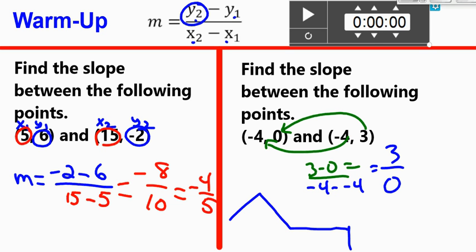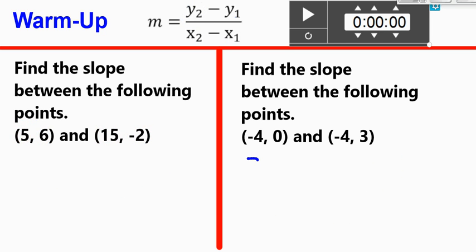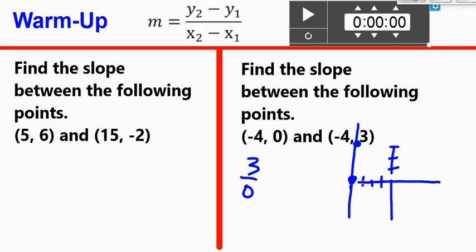So I want to go ahead and plot these points here. I'm just going to make myself a little rough sketch. So let's see what we got here. I'm going to write over here, my slope was 3/0. Okay. So I've got -4, 0, that's right here. And then I've got -4, +3. So -4, +3 is going to be right here. So there we go, we got a vertical line.